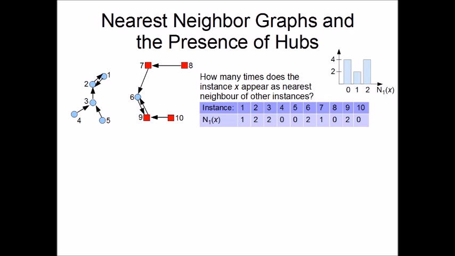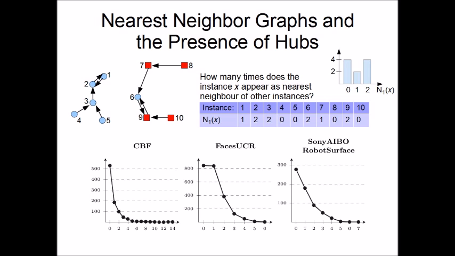As you can see, there are 4 instances in this example which appear as the nearest neighbor of two other instances, whereas there are only 2 instances which appear only once as nearest neighbor. Additionally, there are 4 instances which never appear as nearest neighbors. The question is, how does this distribution look like in case of real data? And this is what is shown in the bottom of this slide.